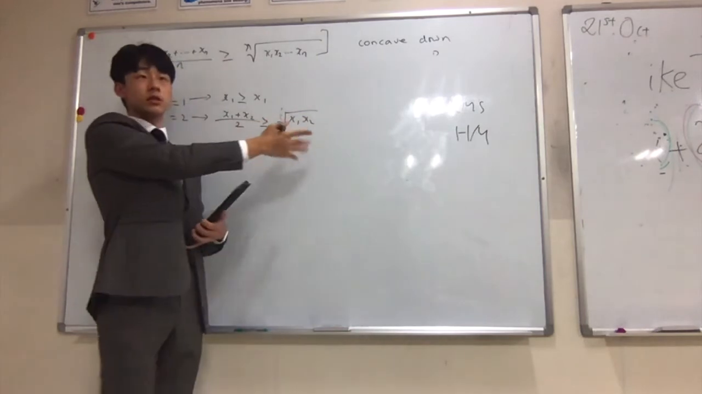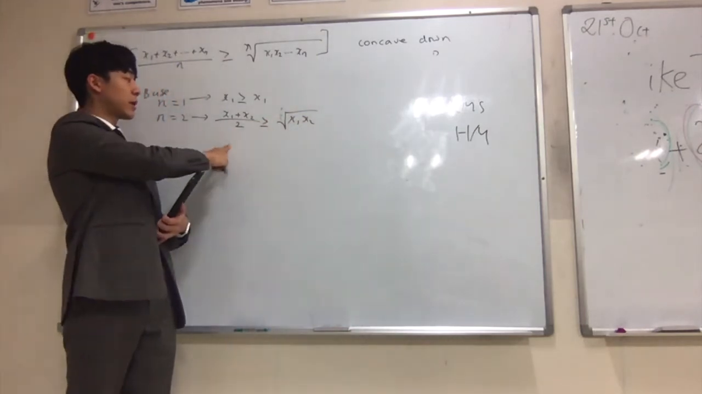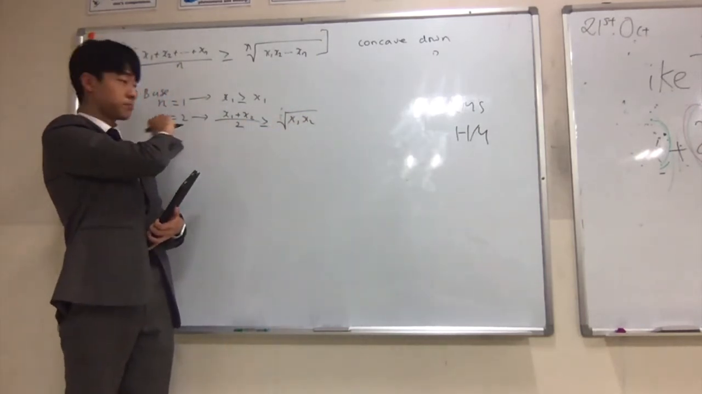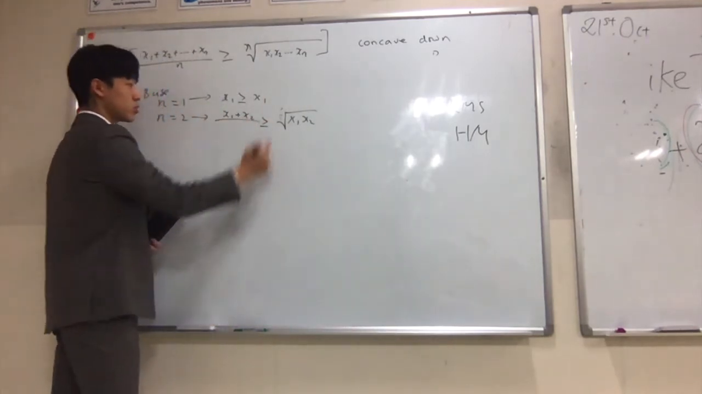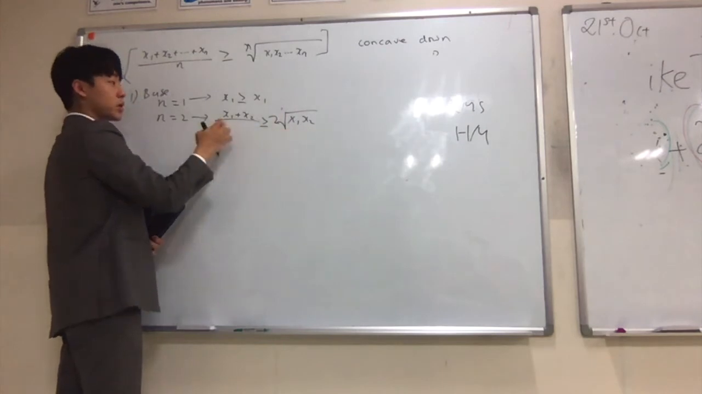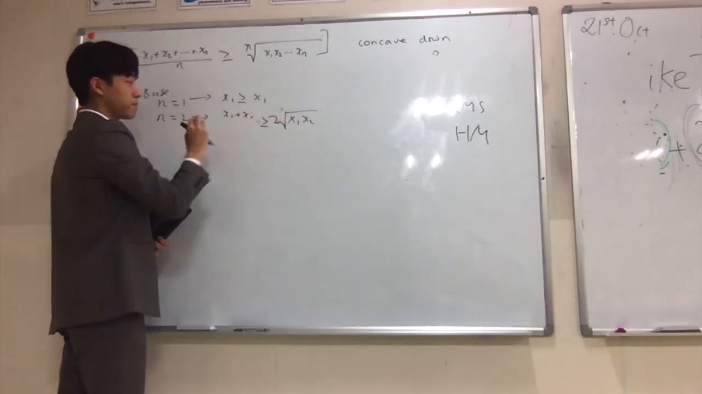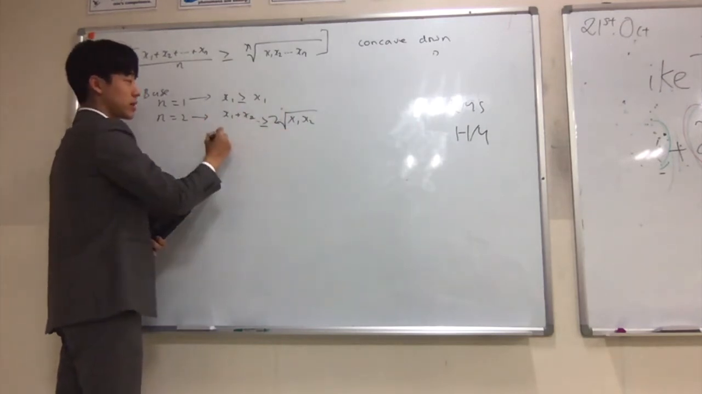When n equals 2, we have (x1 plus x2) over 2 is greater or equal to this. This is the claim that we have to prove when n equals 2. And to prove this, we might just want to move this 2 over to here, because we can multiply 2 on both sides, and then we just square both sides.